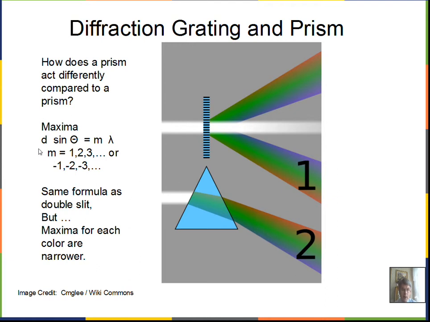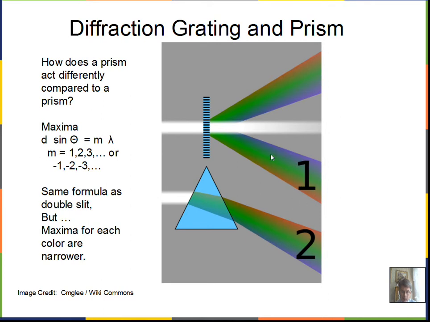The maxima again are d sine theta equals m lambda. M is an integer and d is the spacing between the slits. They'll all be the same spacing between the slits across the diffraction grating. So we have d sine theta equals m lambda. M is a positive integer, 1, 2, 3. That gives us orders, say, on the top of the sketch. Or m is minus 1, minus 2, minus 3. That would be on the bottom.